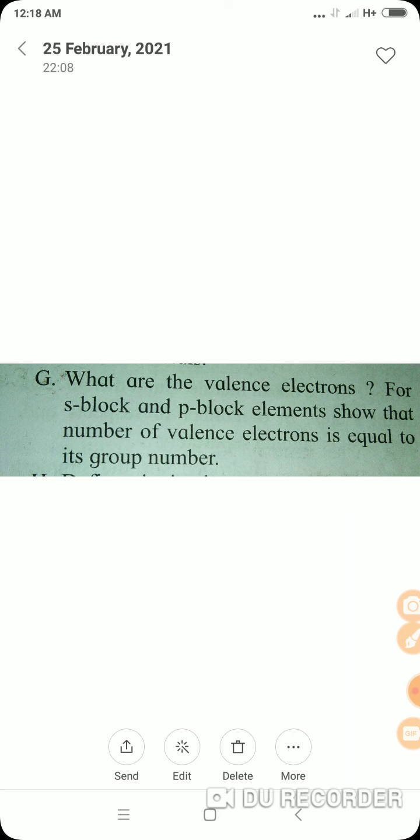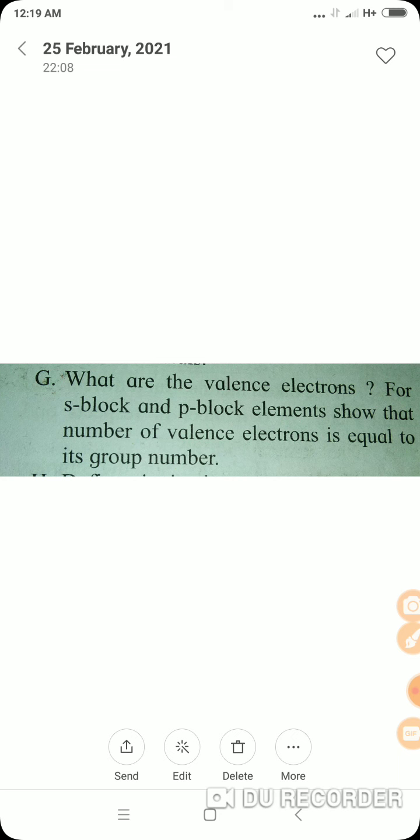Now next question: what are valence electrons? As we know, valence electrons are the electrons present in the outermost shell of an atom of an element. For s block and p block elements, show that the number of valence electrons is equal to the group number. We studied the electronic configuration across the groups and some general electronic configurations of the elements. The question is, for s block and p block elements, show that the number of valence electrons is equal to its group number.